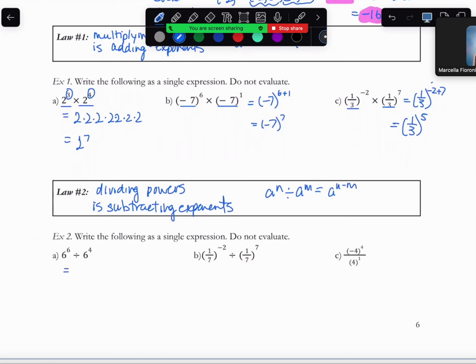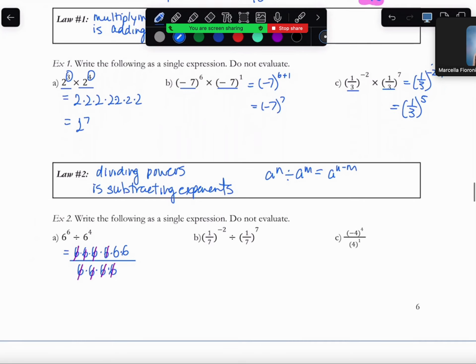If I were to rewrite this, it would be 6 6's on the numerator and 4 6's on the denominator. And when we do it this way, we can see that 4 of the 6's in the numerator cancel out with 4 in the denominator, and I'm just left with 6 times 6, or 6 squared, which is the same as just subtracting the 4 from the 6, because I'm dividing out 4 6's in the denominator.